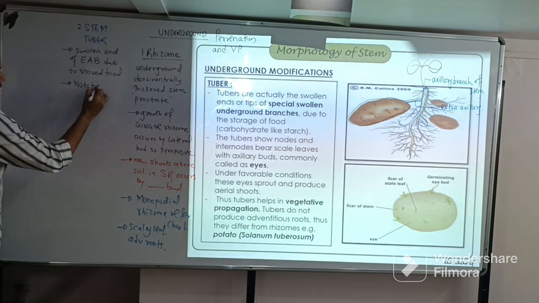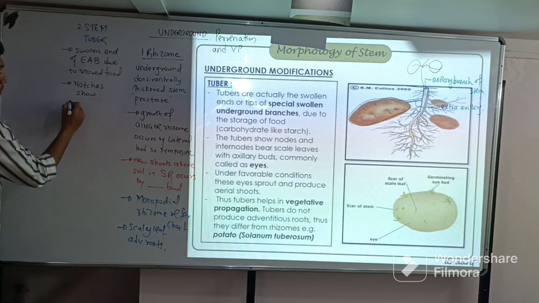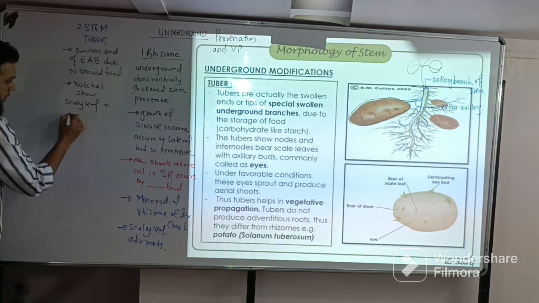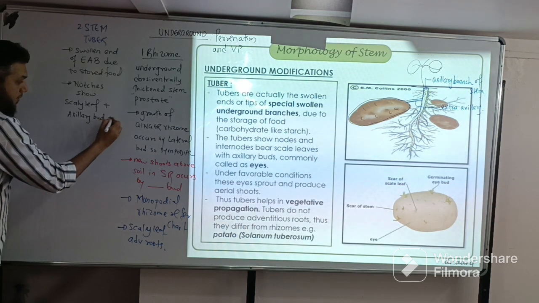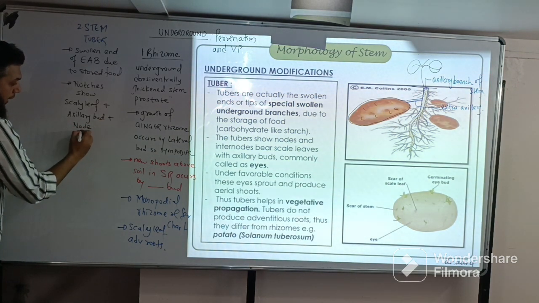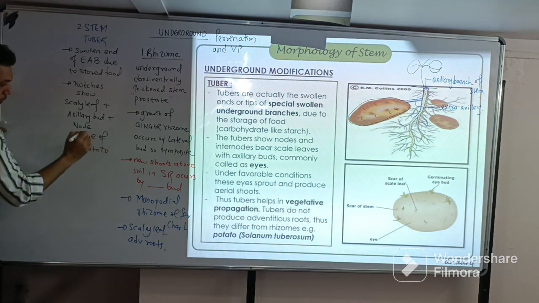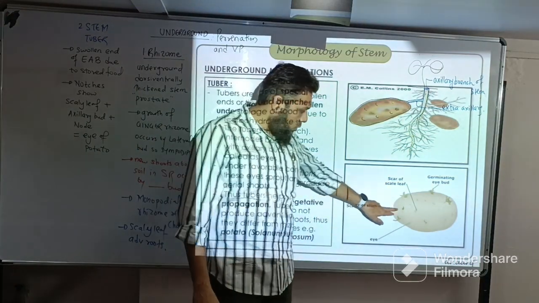What do the notches show the presence of? Say the whole thing. It is the scaly leaf plus the axillary bud plus the node. It is called the eye of potato. You understood what the eye of potato is? So what is the eye of potato?